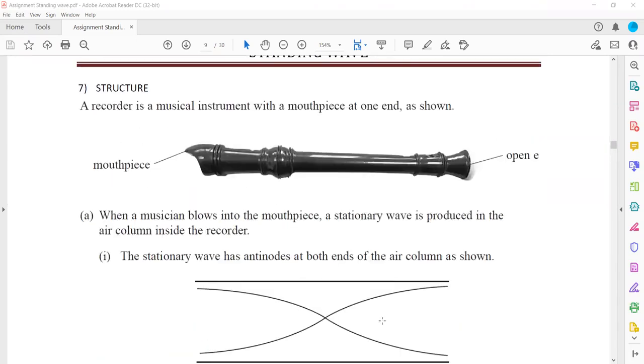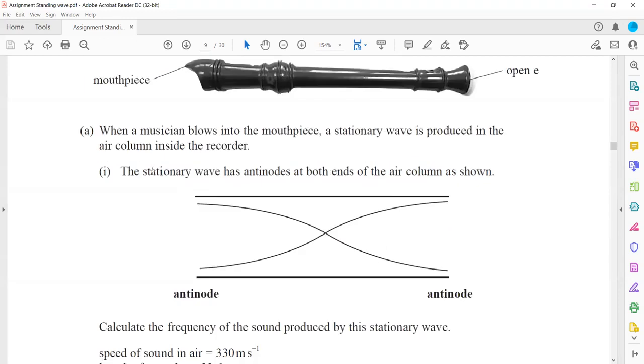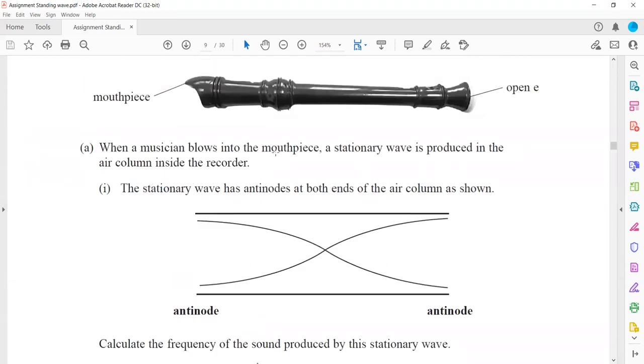Okay. In question 7, a musical instrument, you can see on your screen now, with the mouthpiece at one end as shown. When a musician blows into the mouthpiece, a standing wave is produced because, as we discussed yesterday, when we have an open pipe, at the open end there will always be an antinode.